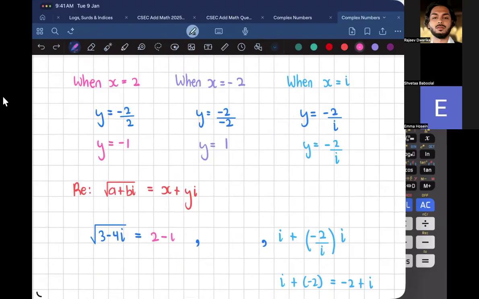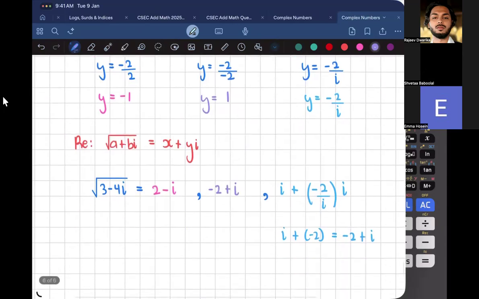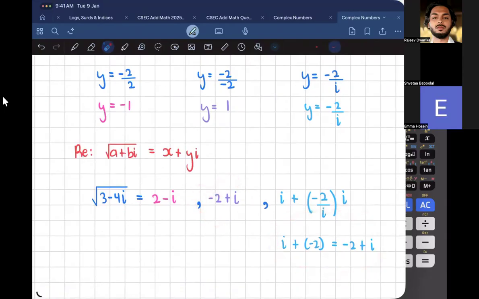Shweta, are you confused by that? Nope. Okay, so Shweta then, tell me the next answer. Minus 2 plus i. I want you to notice something. The i is the same. Remember I told you, look at that. Oftentimes when you're doing this, one of them must be the same.